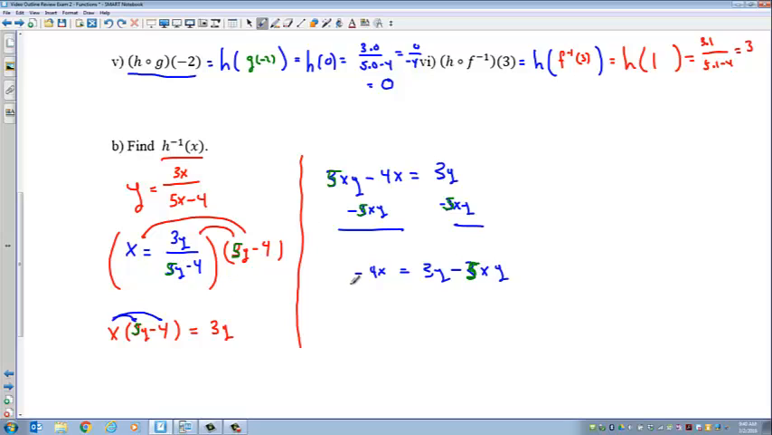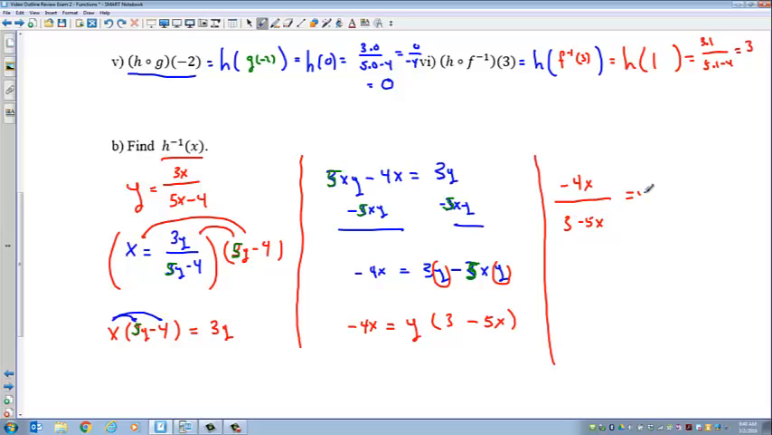Okay, so now we're on this step. And remember, we're trying to solve for y. So what you want to realize is that these have a y in common. So you can factor it out. So what we have is negative 4x equal to, we'll pull out a y, and then something minus something. And there's a 3 here and a minus 5x there. Right? So this times this is that, and this times this is that. And then finally, we can solve this for y by dividing both sides by 3 minus 5x. So on the left-hand side, we get negative 4x over 3 minus 5x is equal to y.